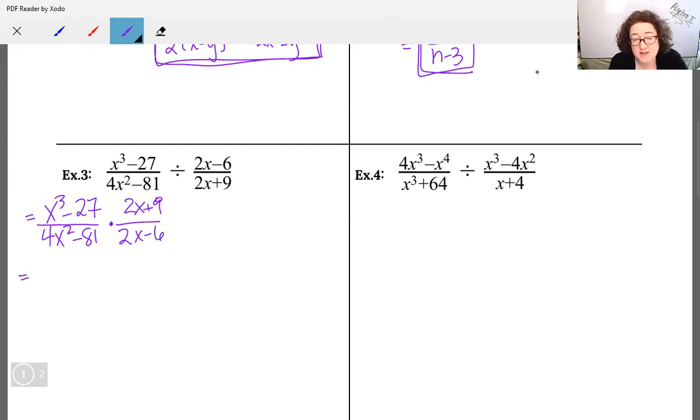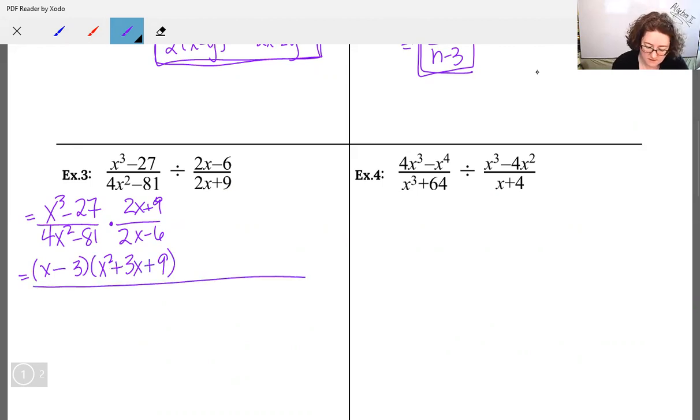Our very first expression, he's a difference of cubes from 2 videos ago. Find your perfect cubes. So x and 3, square the first, multiply to make the middle, square for the last. Same sign, opposite sign, always positive. First denominator, 4x squared minus 81, he's another pattern, difference of squares. So 2x plus 9 and 2x minus 9.